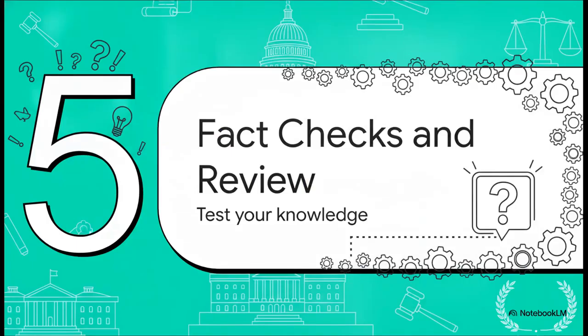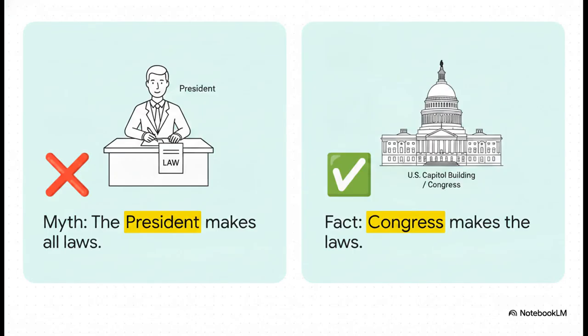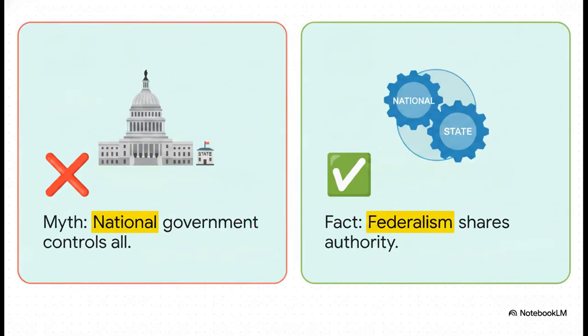Section 5. Fact checks and review. Let's clear up a couple of common myths. A major misconception is that the president makes all laws. The fact is, the Constitution assigns lawmaking directly to the legislative branch, Congress. The executive branch has totally different responsibilities, primarily enforcing the laws. Here's another myth. Federalism means the national government controls every single state decision. Not true. The fact is that federalism divides and sometimes shares authority. The exact allocation of that power depends strictly on constitutional provisions and the specific issue at hand.